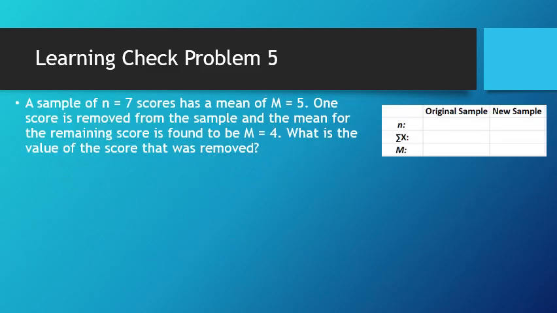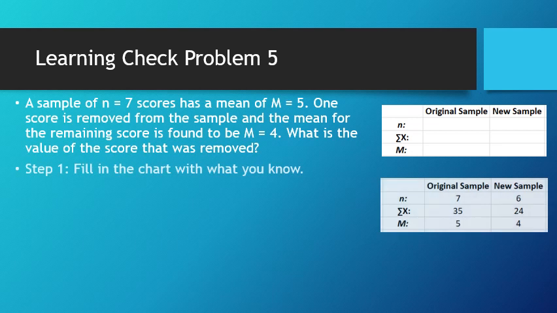Learning check problem 5. Pause the video and see if you can figure this out. So we have a sample of 7 scores with a mean of 5. 1 score is removed from the sample, and the mean for the remaining scores is found to be M equals 4. What is the value of the score that was removed? So you're going to fill in your chart. For the original sample, you're going to put an n of 7 and an M of 5. And for the new sample, you know M equals 4. So fill in the chart with what you know.